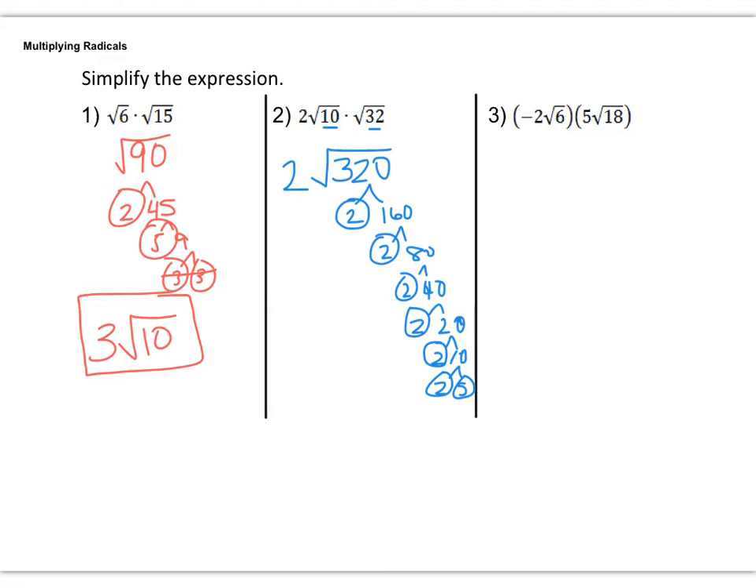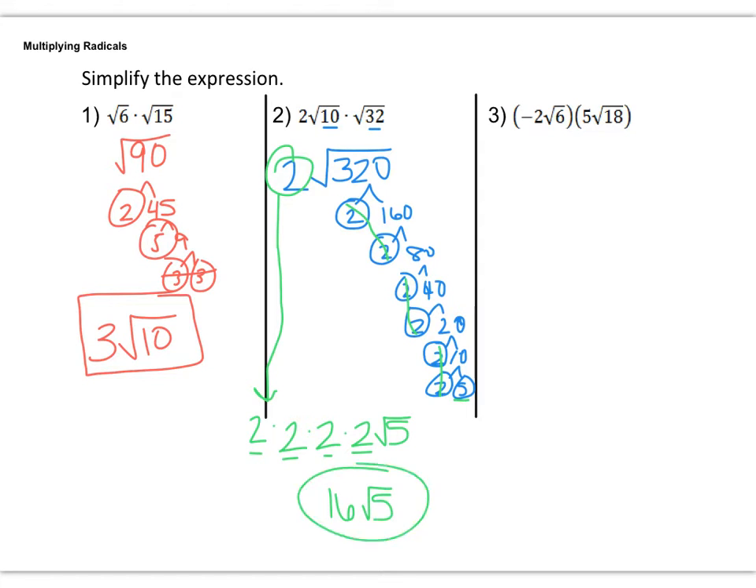All right, so let's see what happens here. We get a pair of 2's that come out. There's another pair of 2's that come out. Another pair of 2's that come out. I have a leftover 5. And don't forget the 2 that was already there. He's still outside. So 2 times 2 is 4. Times 2 is 8. Times 2 is 16. And I have a radical 5. And there we go. All right, so multiply them together first. Do your factor tree, pull out those pairs.